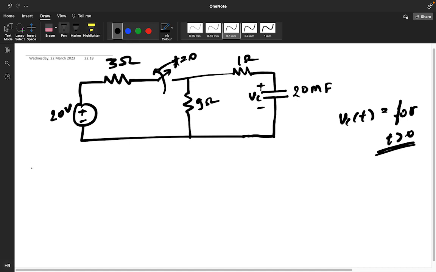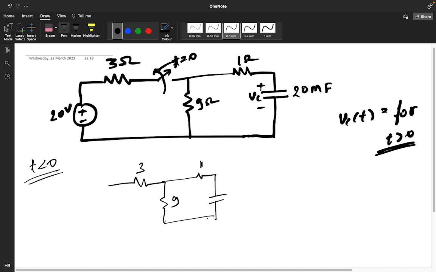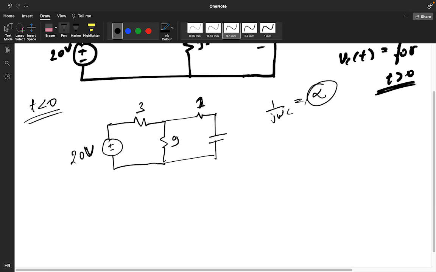So before t less than 0, how was my connection? My connection was like this: 3, 9, 1, and this is my capacitor. This is 20. So guys, at infinite amount of time, what will happen with the capacitor? 1 by j omega C. It will get infinite, so it will be open circuited.